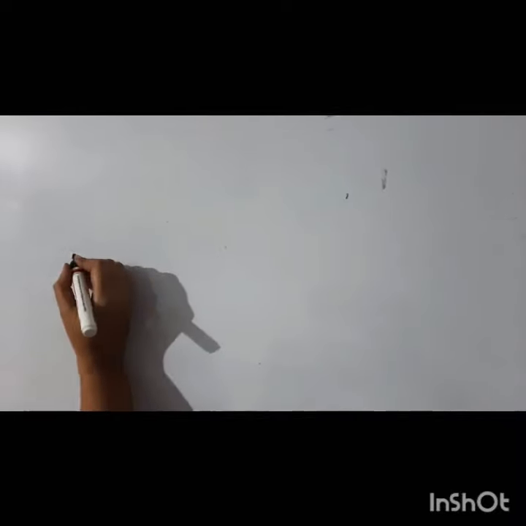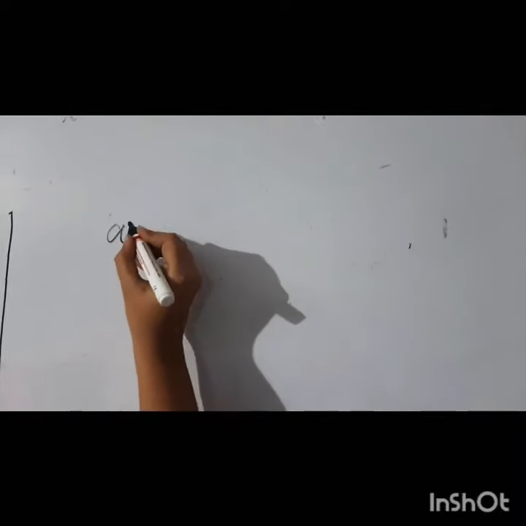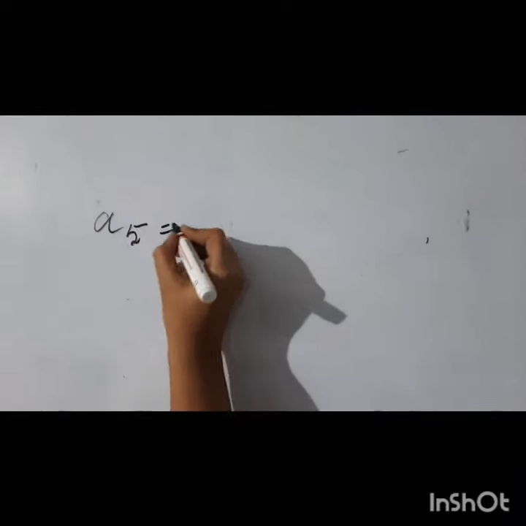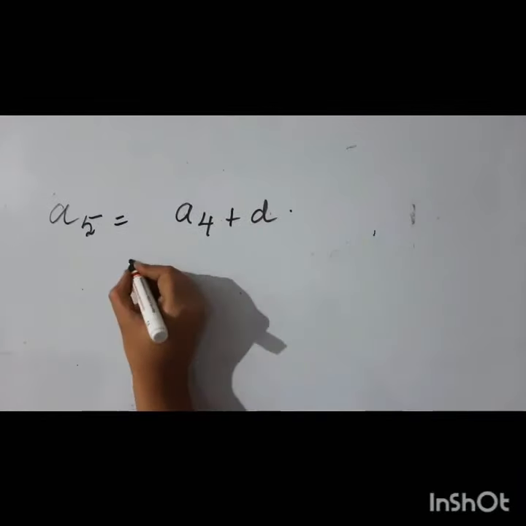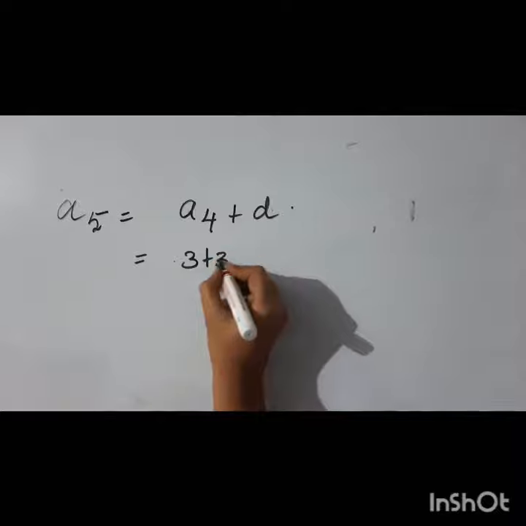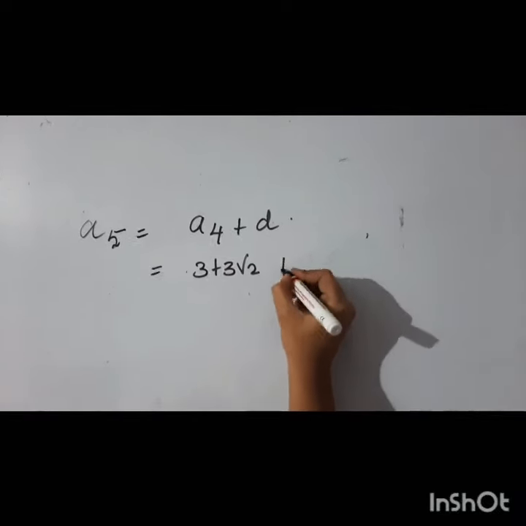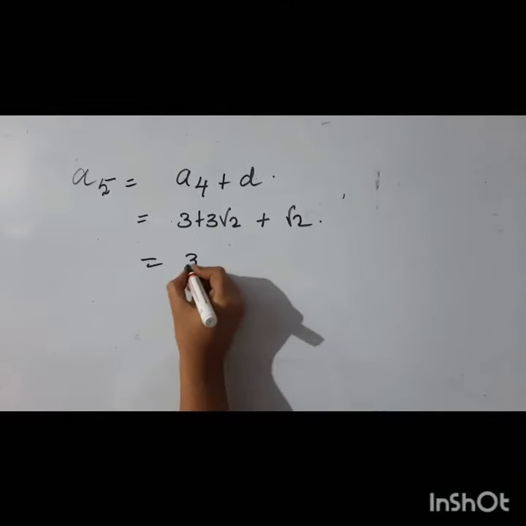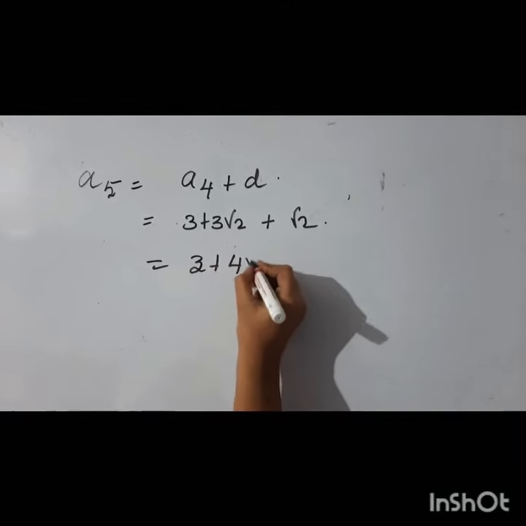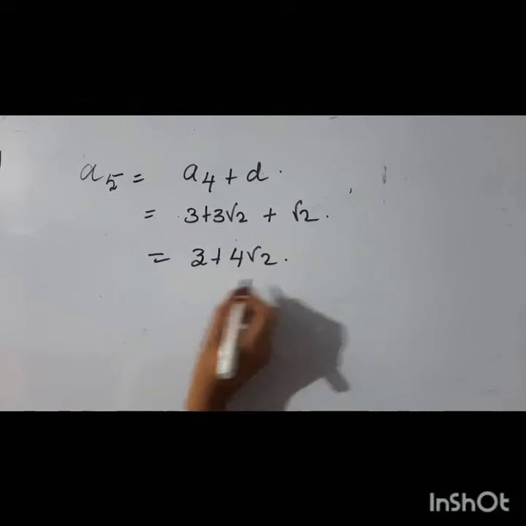Let us find out the next three terms. What are the next three terms? A5. How will you get A5? A4 plus D. What is A4 here? 3 plus 3 root 2. And what is D here? Root 2. What is A5 then? 3 plus 4 root 2. A5 is 3 plus 4 root 2.